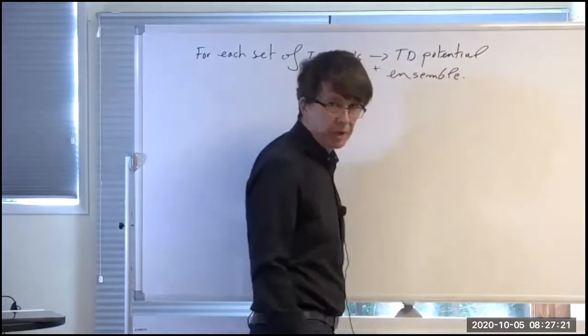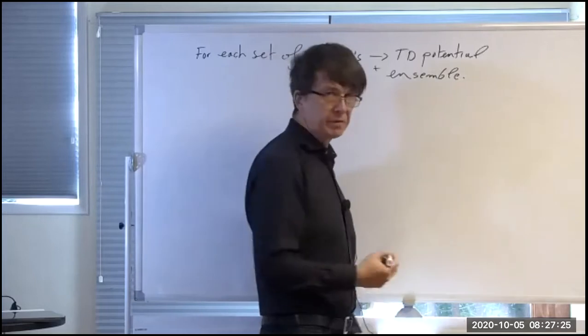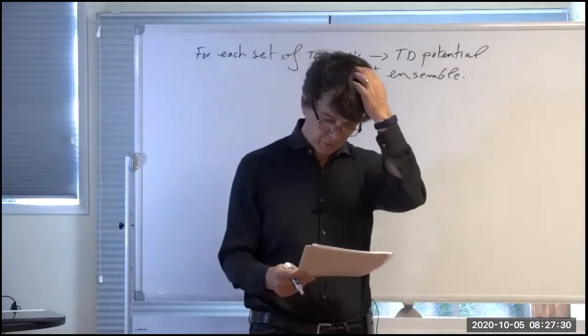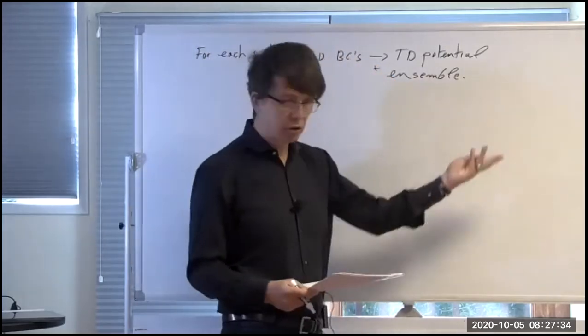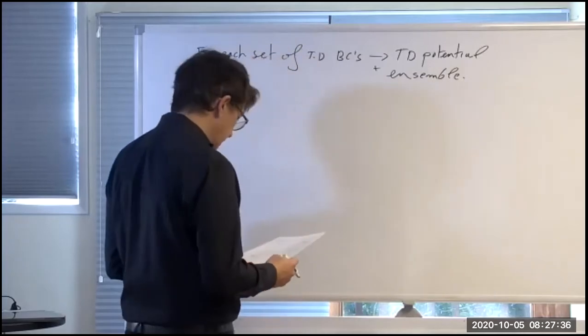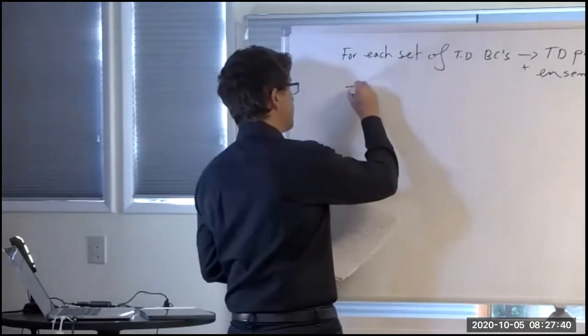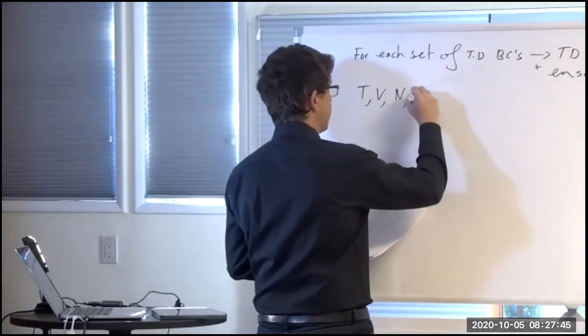So for each set of boundary conditions, there's a thermodynamic potential and there's an ensemble. And as we work our way through these lectures, we'll show you how the properties of the ensemble will determine the properties of the thermodynamic potential. So for example, microcanonical, canonical, and grand canonical are the ones you find in books, but we could define new ensembles, right?